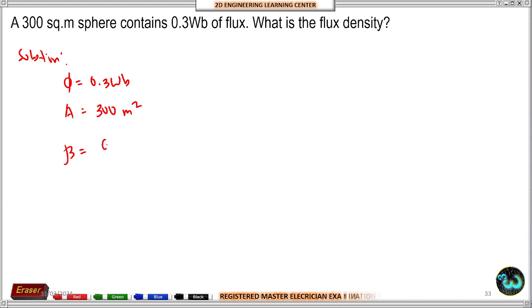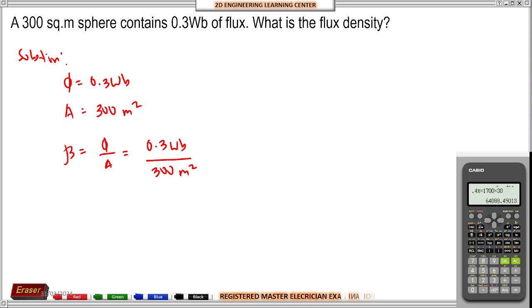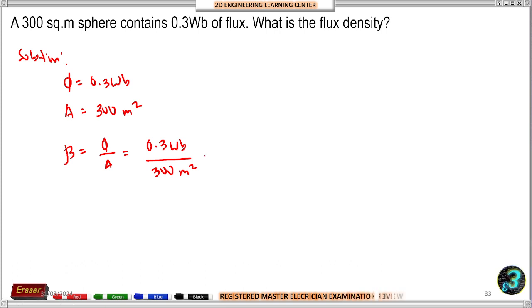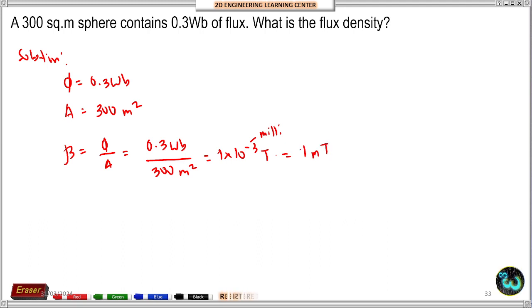So we have flux divide area. So we have 0.3 Weber divide 300 square meter. So we have 0.3 divide 300. So the answer is 1 times 10 to the power of negative 3 Tesla, no? So yung 1 times 10 to the power of negative 3, if you remember sa ating SI prefixes, equal siya sa milli. So you could write your final answer as 1 milli Tesla, so 1 mT, pwede rin isulat niyo yung milli as a word. Okay, so this will be your answer.